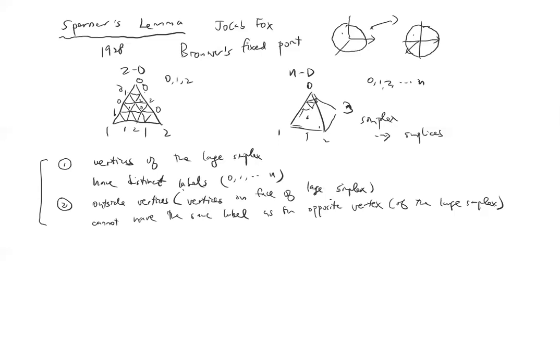Oh, sorry. I mean, I have a simplex that has subsimplexes. One of the subsimplexes has distinct labels. So in other words, in the 2D case, for example, this simplex here, we have labels like 0, 1, and 2, right? So all of the labels will be distinct.